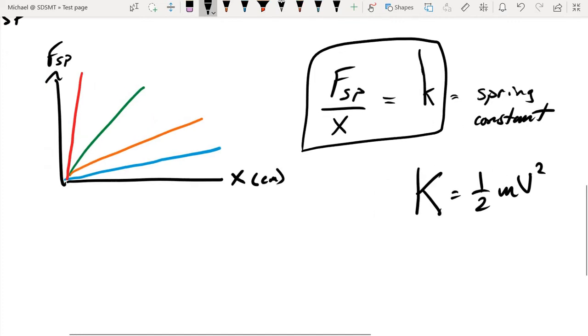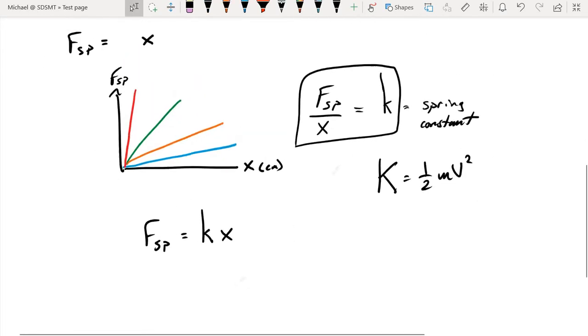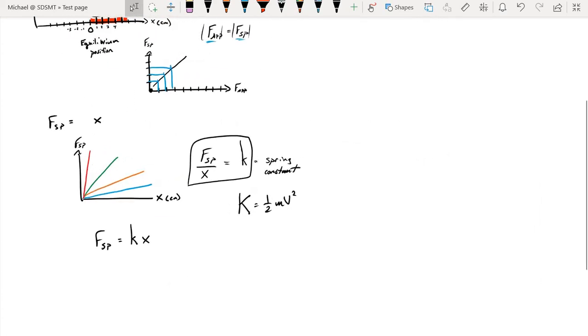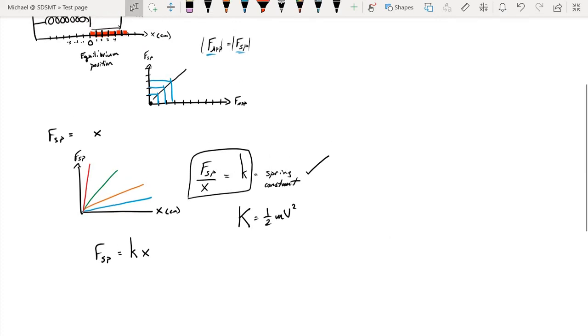And that means that we can put together an equation for our spring. Our spring force will have a magnitude that is equal to k times the displacement from equilibrium. Different springs will have different spring constants. Again, the larger the spring constant, the larger the amount of spring force that we will see. Now, this equation is almost complete. There's one thing that we're missing.